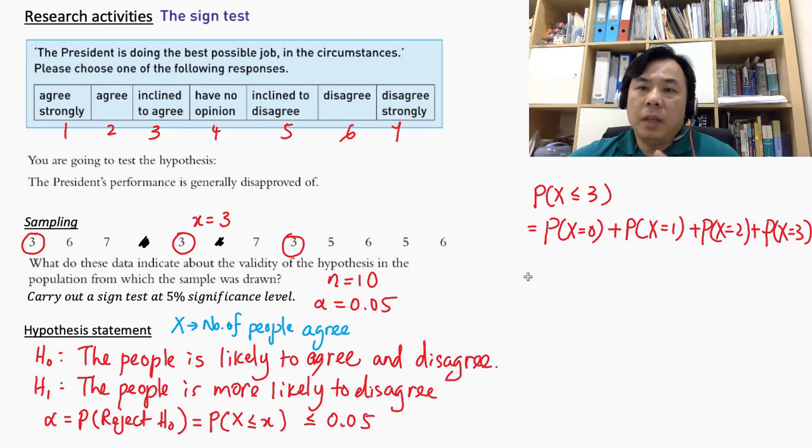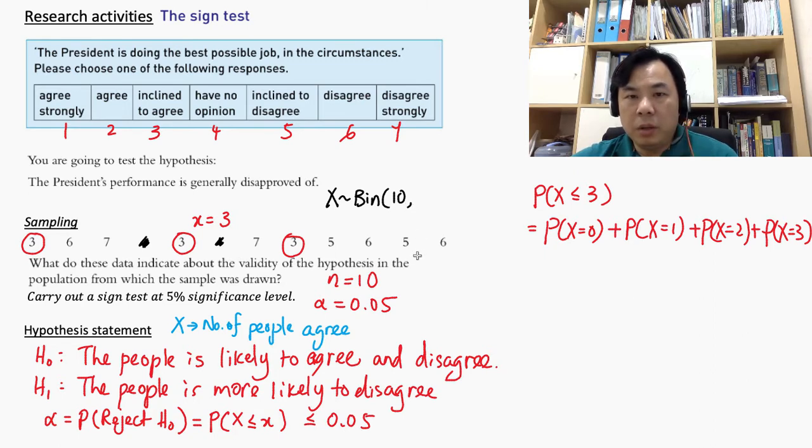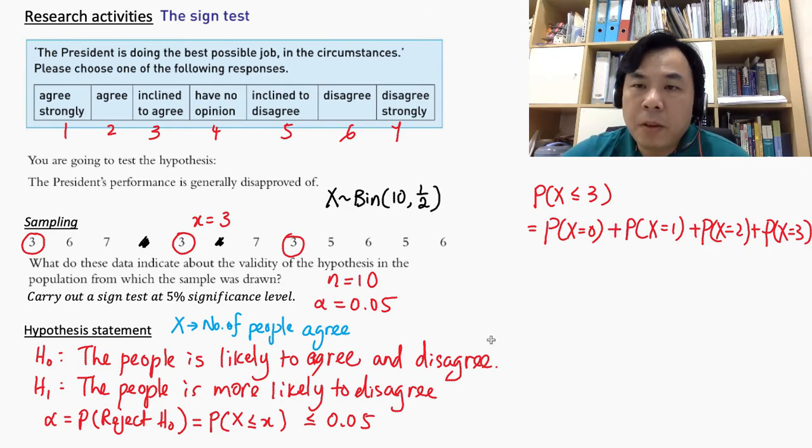And then how do we find each individual probability? Now, since x represents the number of people who agree, then there will be a certain number of people who disagree. So therefore, this is a binomial distribution. We can write it as a binomial distribution with how many trials here? We ignore the two that have no response. In this case, we are left with a sample size of 10. The probability of success is either the people agree or disagree with the statement itself, so it will have a probability of success of 50% here.